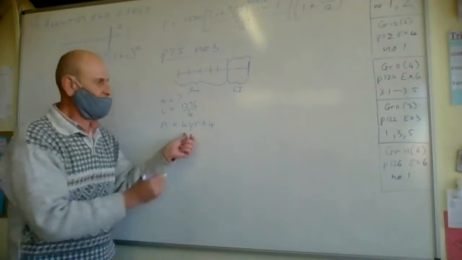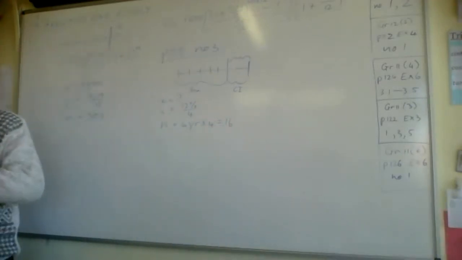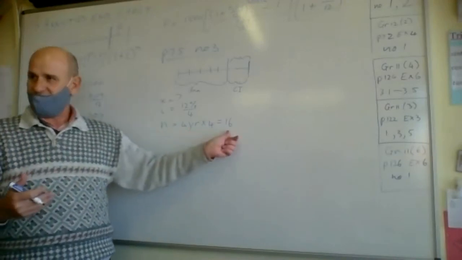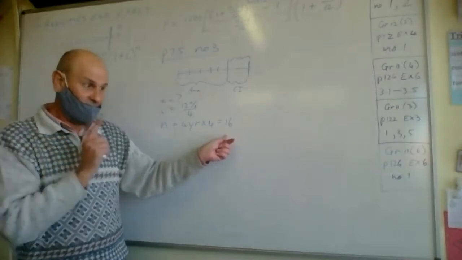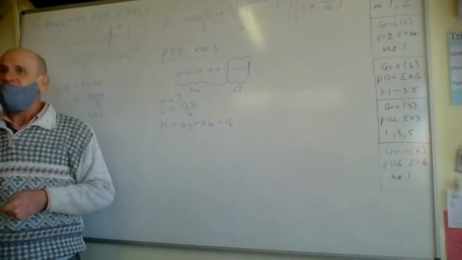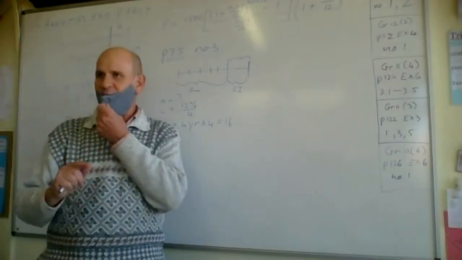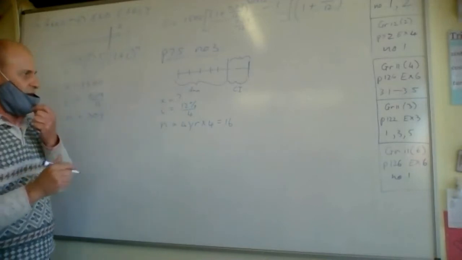Times 4. So actually, if he contributes into the account each quarter, it will be 16. But he didn't make a payment in the last quarter. So how many payments did he make? Only 15. He made only 15 payments. So let's calculate that.